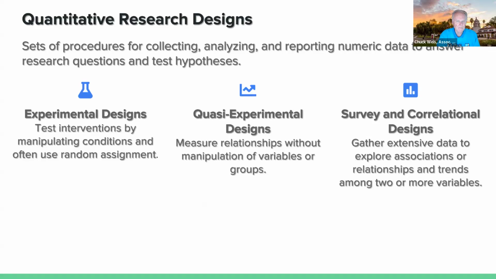They test interventions by manipulating conditions and using random assignment. And so randomly controlled designs are the gold standard in that. Quasi-experimental designs are what we mainly use in education, and that's measuring relationships without manipulating variables or groups. And then survey designs are just used to explore associations and relationships and trends among two or more variables and can get very complex.